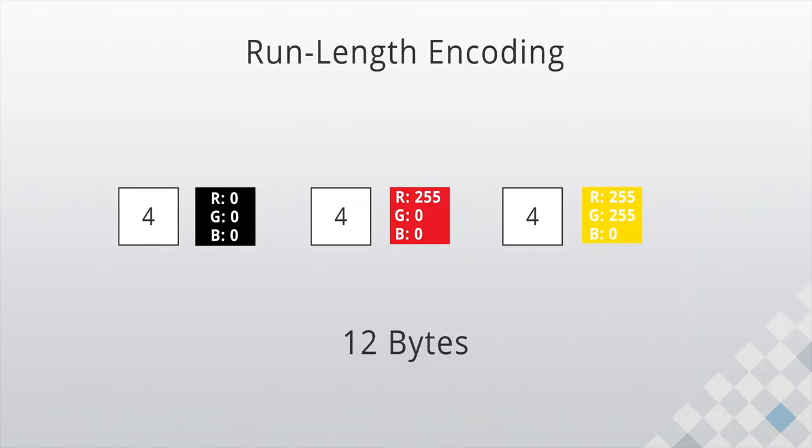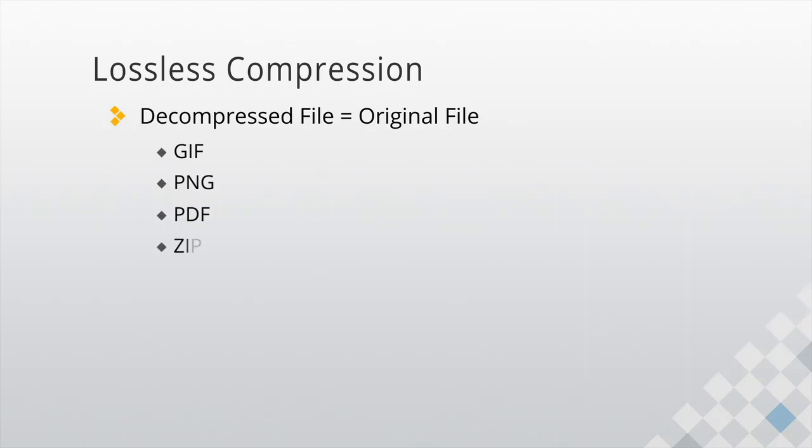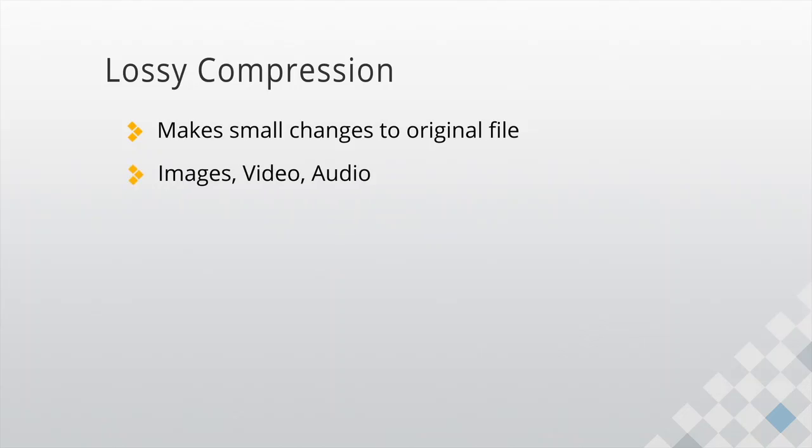Algorithms like run-length encoding are called lossless compression techniques because they don't lose any information. The decompressed file is identical bit for bit to the original uncompressed file. GIFs, PNGs, PDFs, and zip files all use lossless compression. There are other compression techniques that change the original file a little bit. These techniques are called lossy compression and are most commonly used for image, video, and audio files.